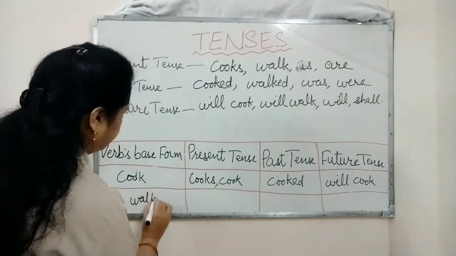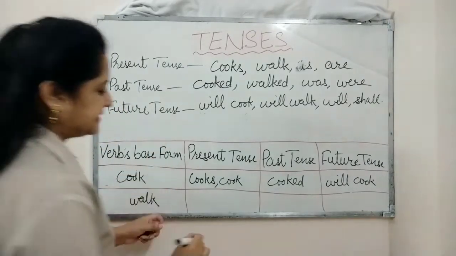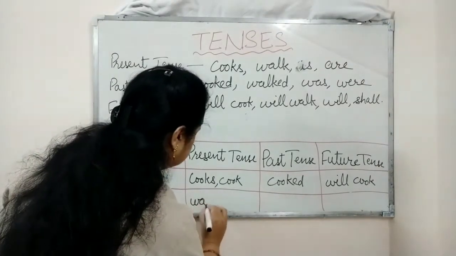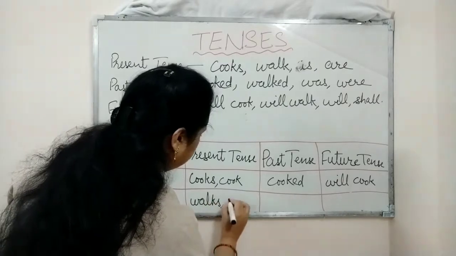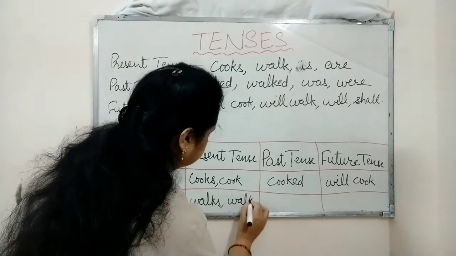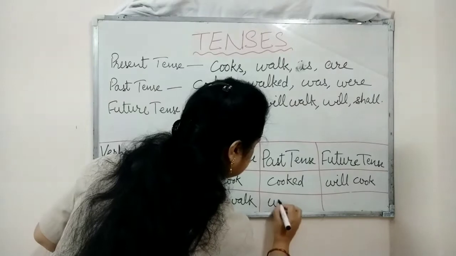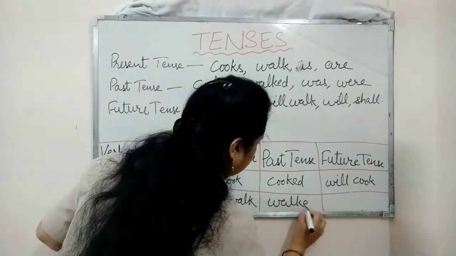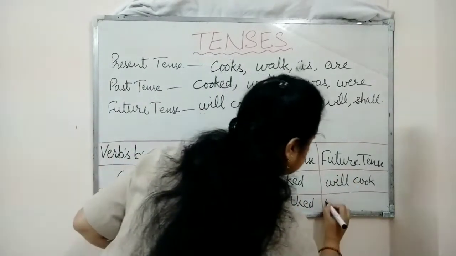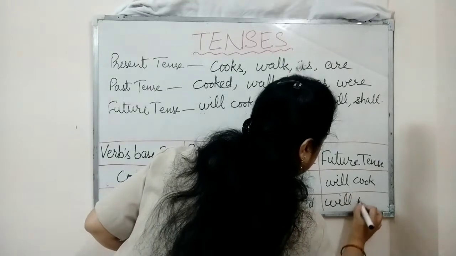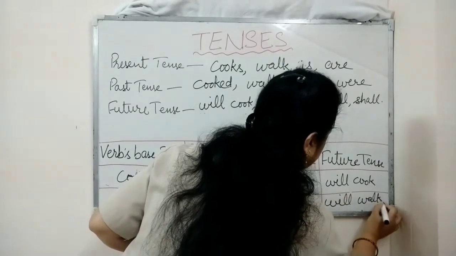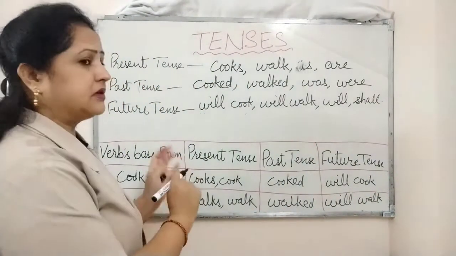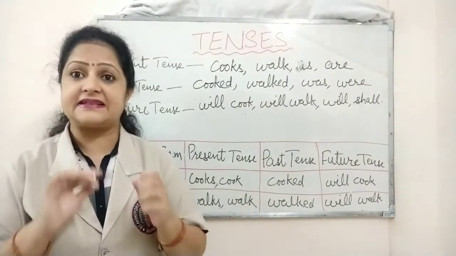In the same way, the next one is walk. The base form is walk. Present tense walks or walk. Past tense walked and future tense will walk. So this is about the 11th chapter, that is tenses.